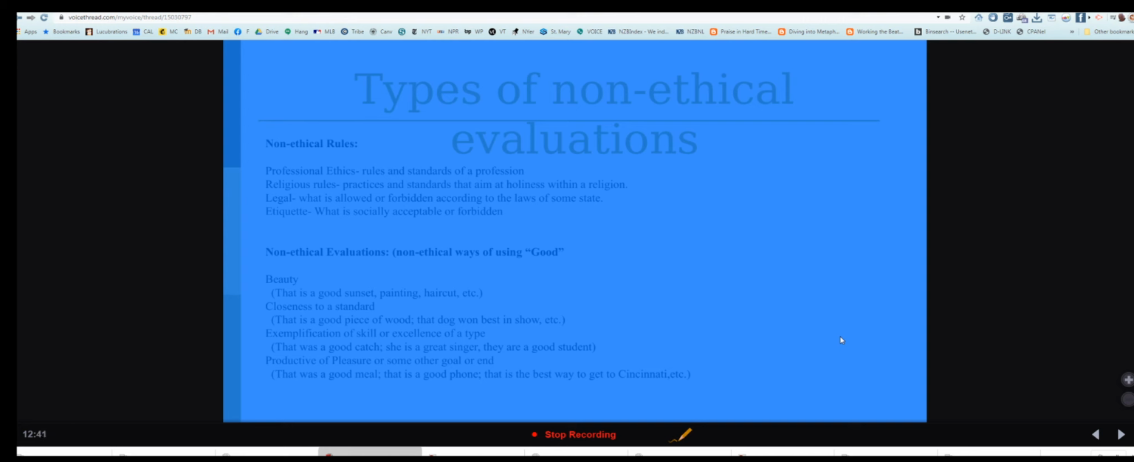There are also lots of times where we use ethical-like evaluations, like good and right and wrong, or best or worst, in ways that are not ethical in the sense that we're going to be talking about. So we talk about things being beautiful in terms of good or bad. We can say it's a good sunset or a good painting or a good haircut by using standards of beauty. And that's closely related to evaluation in accordance with some standard. We can say that's a good piece of wood if it's true and sturdy and you can use it for your house, if it meets certain standards.